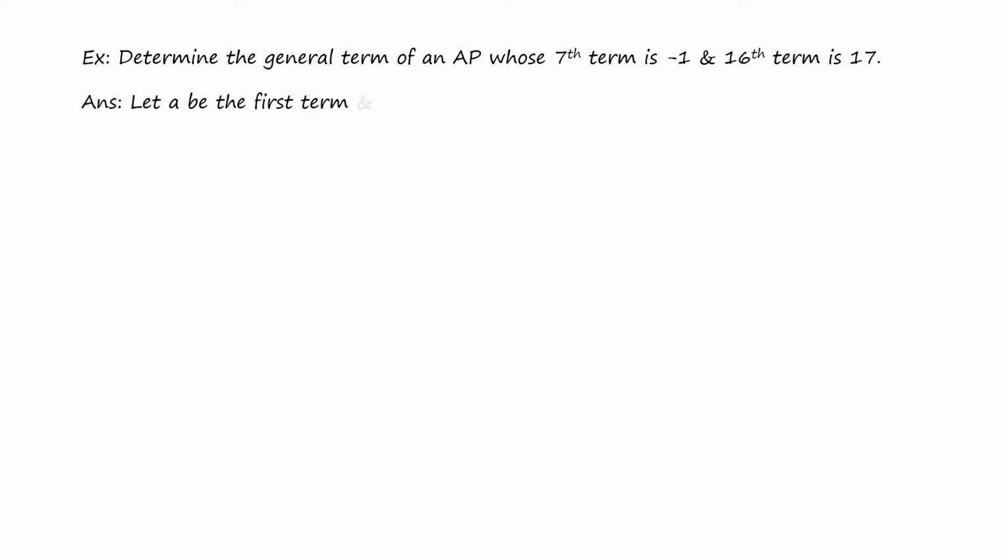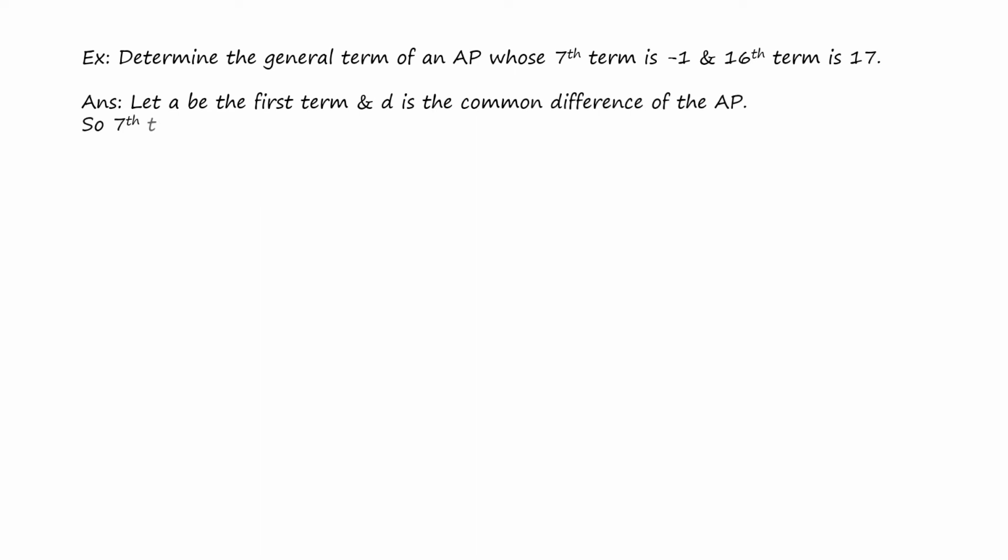Let's see another example. Determine the general term of an AP whose 7th term is minus 1 and 16th term is 17. So here neither the first term nor the common difference is given, but we have to find out the general term. Let A be the first term and D is the common difference of the AP.